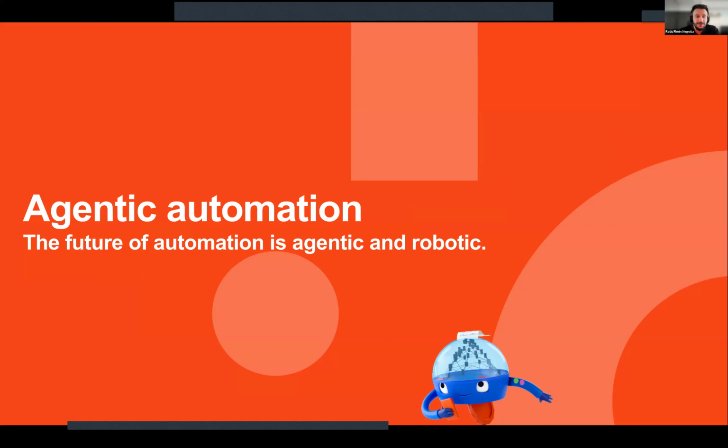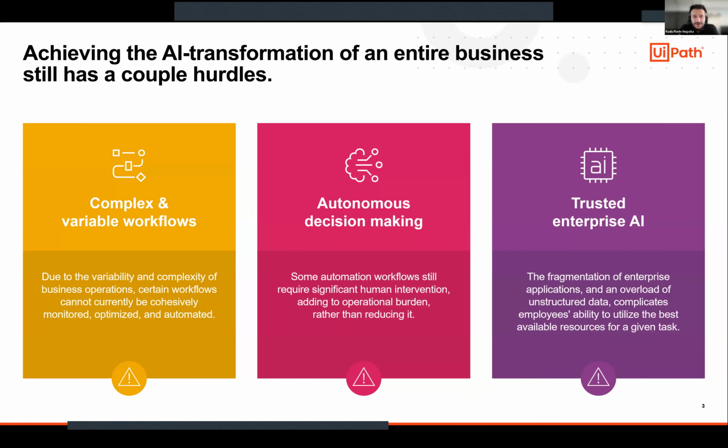So, agentic automation, the future of automation and agentic robots. What does it mean? We have here the three things that are responsible for achieving AI transformation for an entire business. On the first part, the complex and variable workflows. On the second part, automated decision making, and on the last one, trust and enterprise AI.